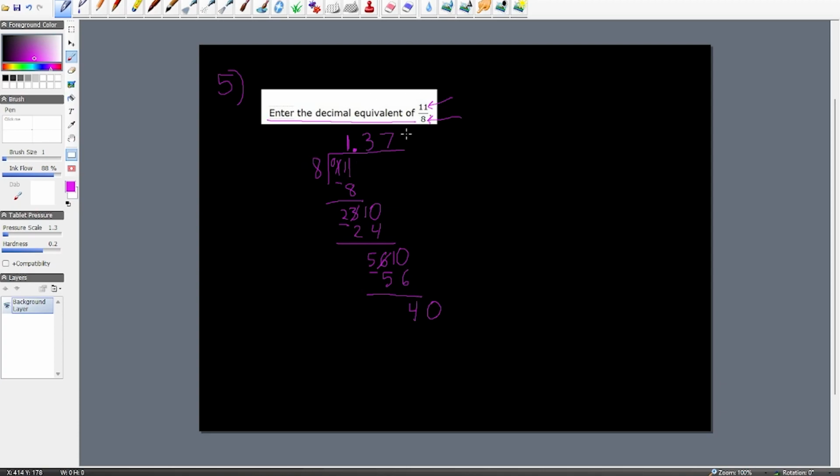8 goes into 40 5 times. 8 times 5 is 40. And at this point, we're done. 11 over 8 is equivalent to 1.375. And if you typed in a calculator 11 divided by 8, you would get 1.375.